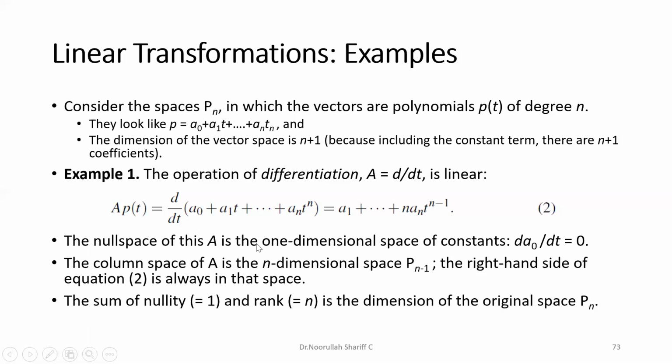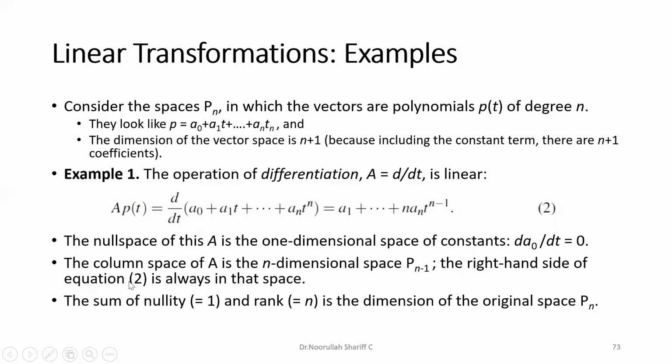So the null space of this A is a one-dimensional space of constants. That means because d by dt of a0 is equal to 0, the a0 term vanishes, and that's why we say that the null space of this is a one-dimensional space of constants. a0 is removed from the transformed value. The column space of A is an n-dimensional space, Pn minus 1, rather than Pn.